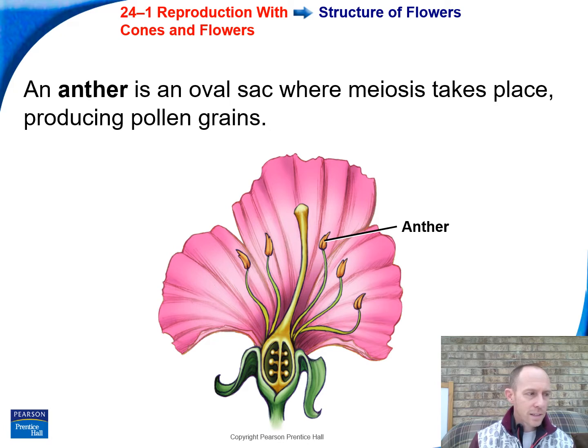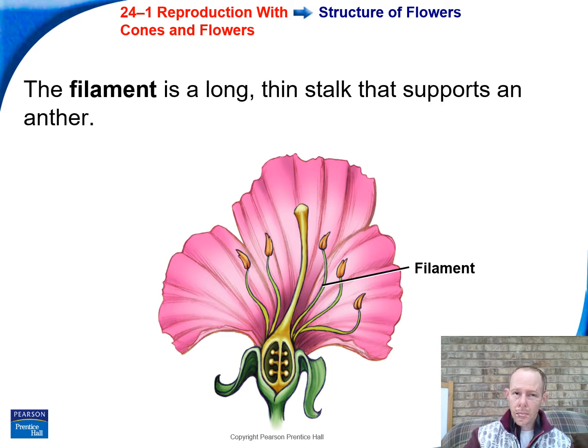So for 14, let's talk a little bit more about stamen and its component parts. So the stamen, the man part, right, consists of two parts, the anther and the filament. So what do each of them do? The anther is where you have meiosis to make pollen. All right, so anther makes pollen. Got it. The filament simply holds up the anther so it's elevated.